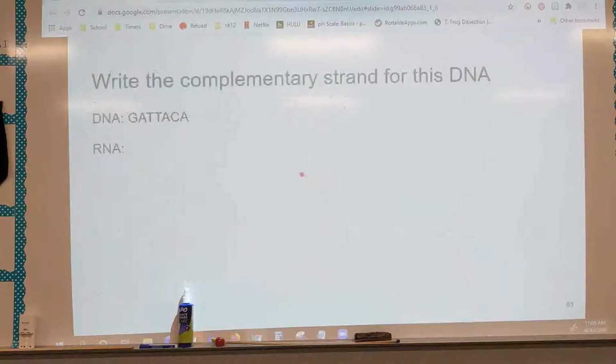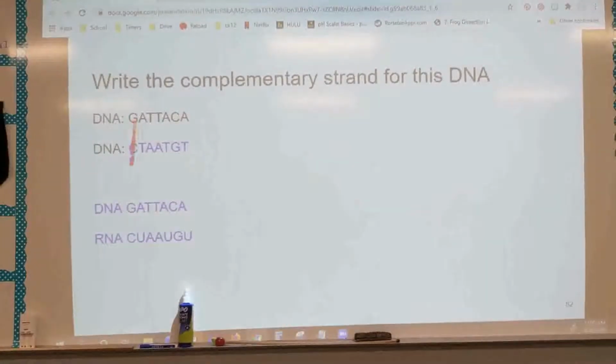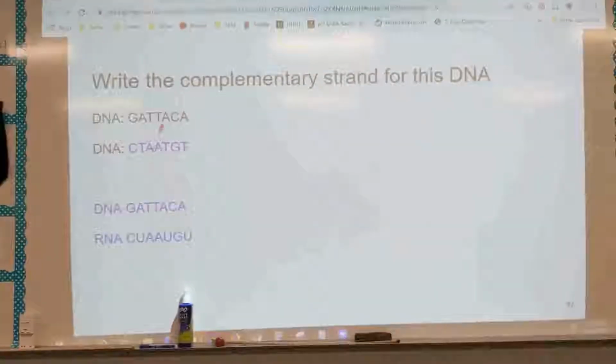Okay. All right, just for practice, the complementary strand for this DNA. I got a typo I have to fix there. All right, so the G bonds with the C. Guanine and cytosine always bond together in DNA. Adenine always bonds to thymine, thymine to adenine, and so forth.